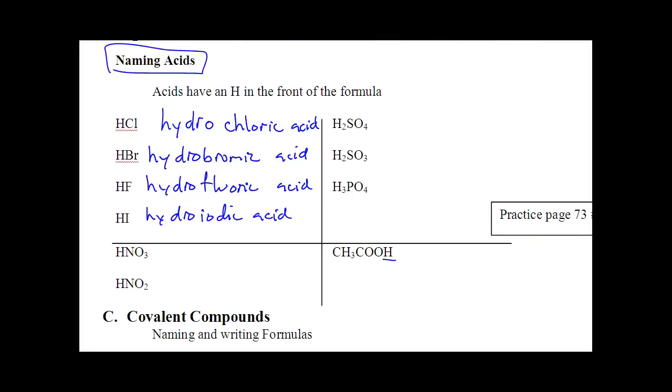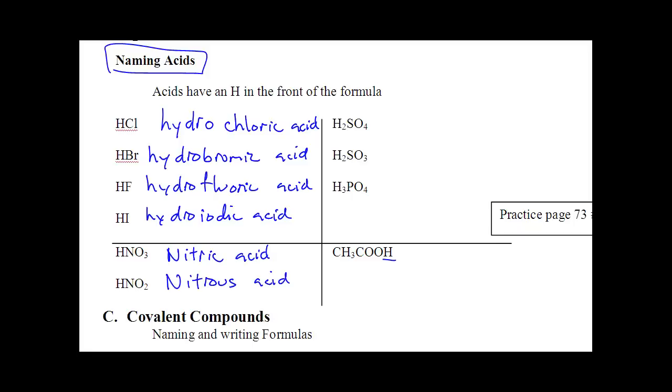A couple other acids that are pretty common are ones that contain nitrogen. This is a nitrate ion. Nitrates, those get changed to ic. So HNO3 would be nitric acid. NO2 is nitrite. They get changed to an OUS. So this is nitrous acid.